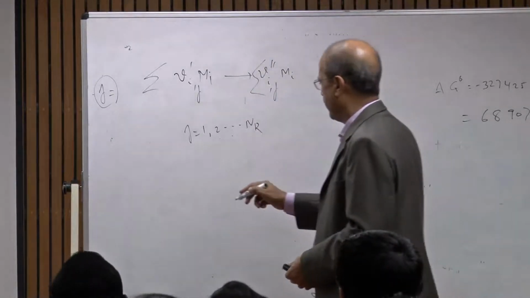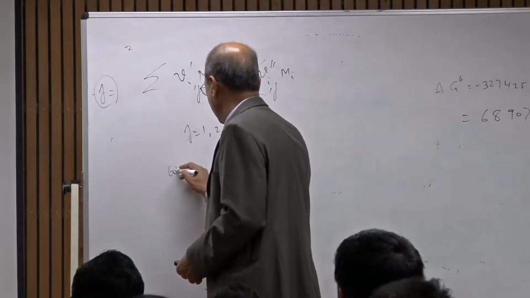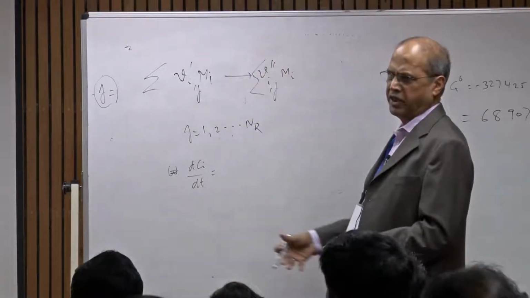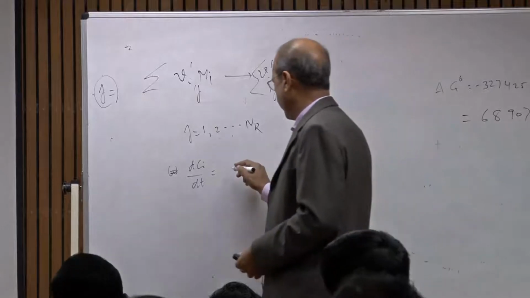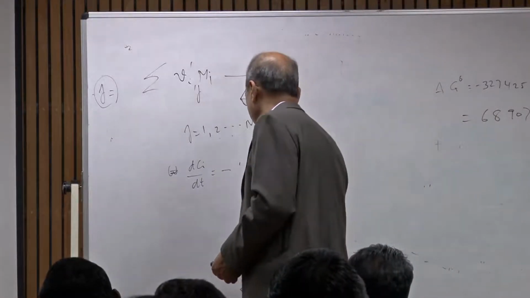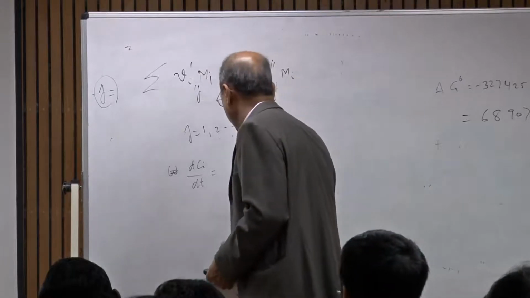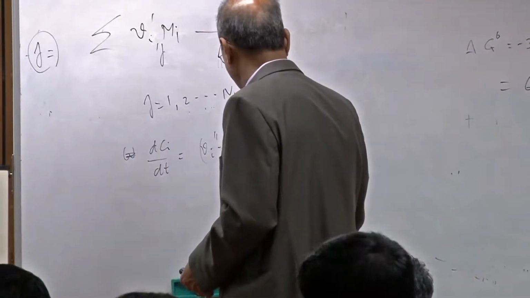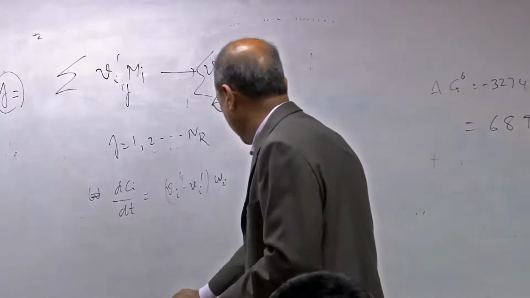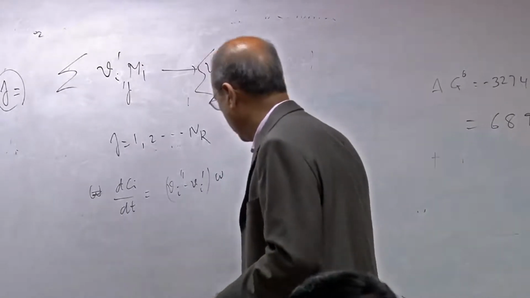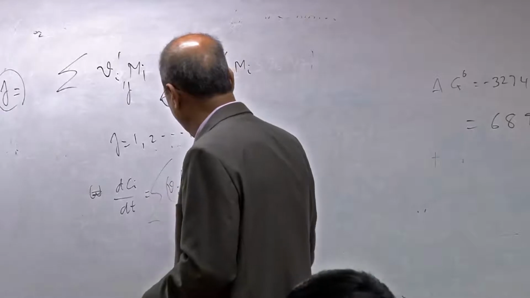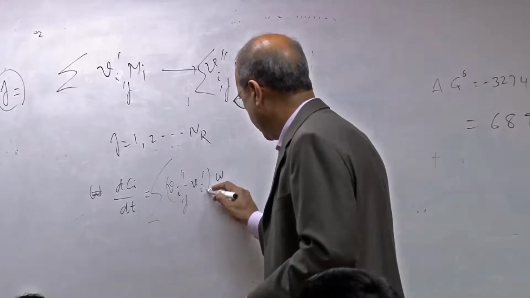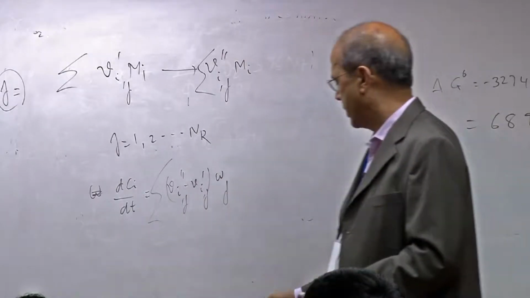Okay. And now, of course, dCi/dt, you have to consider all the reactions. So earlier it was minus, minus. What was dCi/dt? It was nu_i double prime minus nu_i prime, omega, not omega_i. And now you have to sum it over all the reactions, so you have to put here omega_j. And this will be nu_ij. So this is how you write.